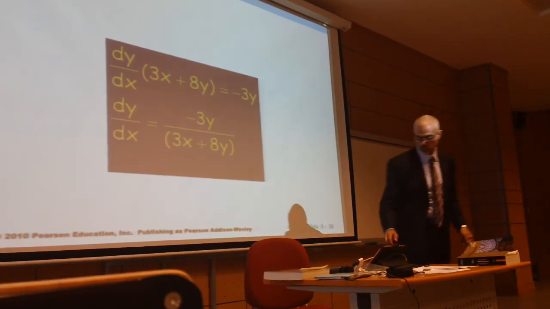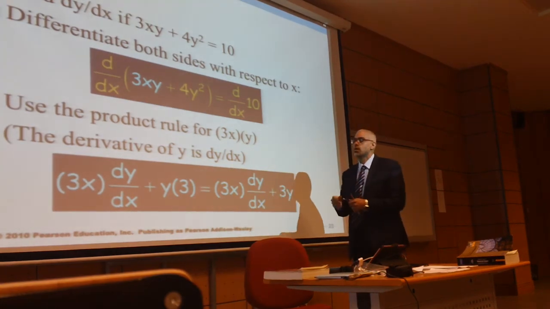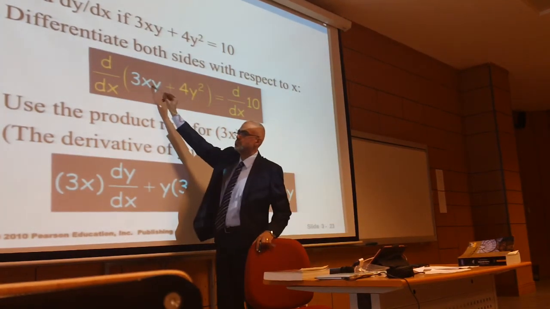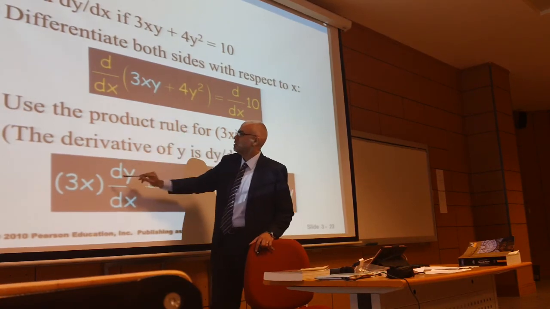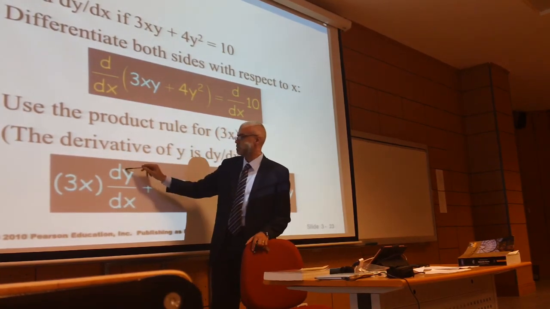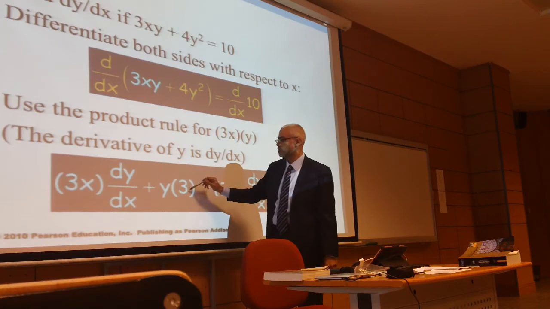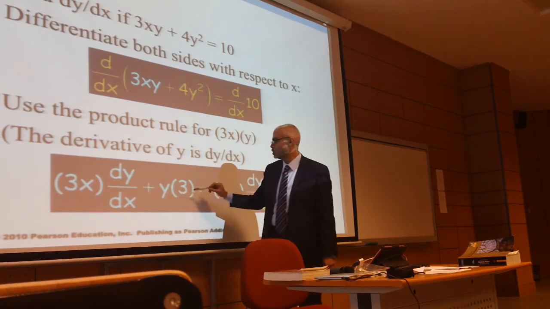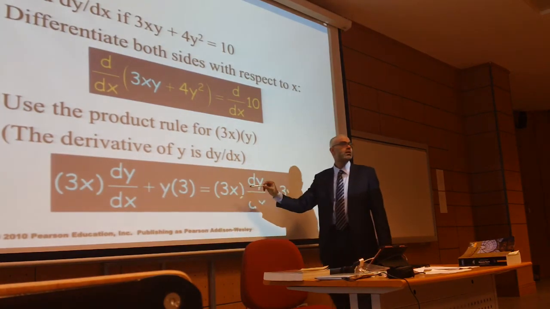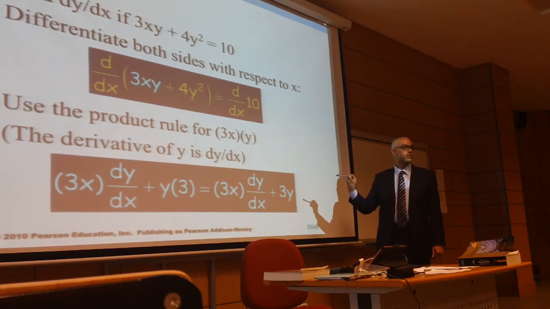First step you didn't get. Good question. This one. Okay. I have two functions multiplied together, x and y. This is a function in x, and this is a function in x. I have to say that the first times the differentiation of the second, plus the second times the differentiation of the first. Differentiation of y is dy by dx. Differentiation of 3x is equal to 3. Okay?